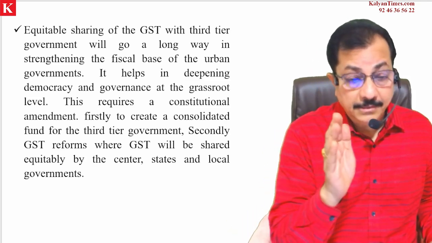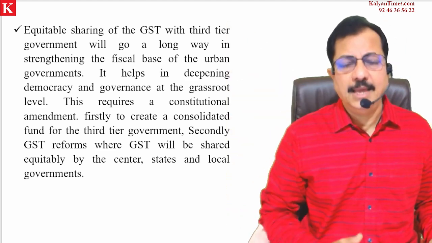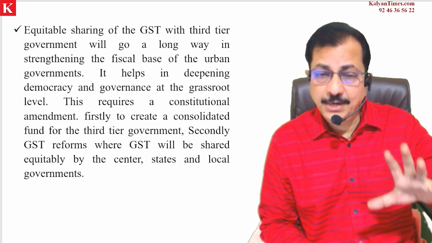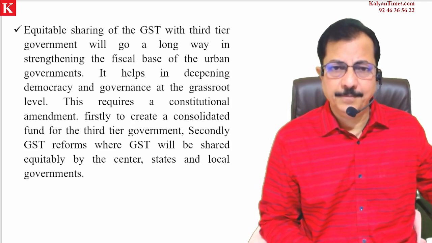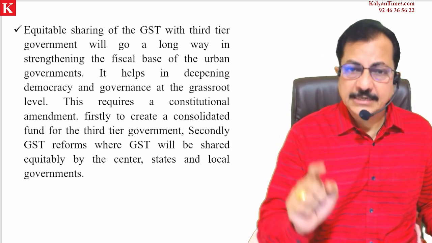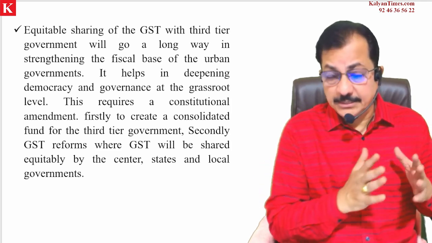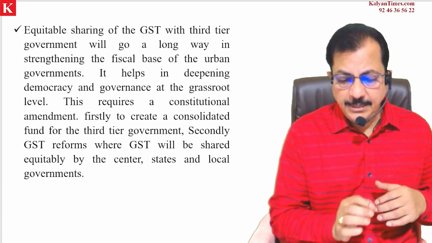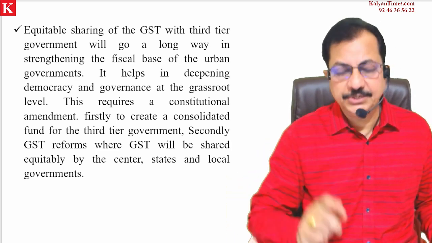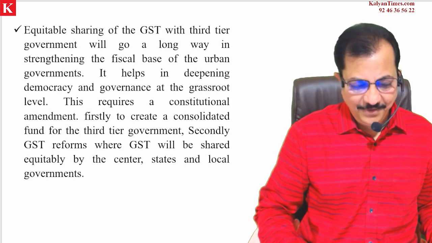That is the reason why this great personality has suggested an equitable share even to the third tier government. For this reason, he said that there is a necessity for creating a consolidated fund for the third tier government. Clear? Look at this. It helps in deepening democracy and governance at the grassroots level. Right? Once you have the money, you are strengthening the grassroots democracies. This requires a constitutional amendment. Firstly, to create a consolidated fund for the third tier government. Secondly, GST reforms where GST will be shared equitably by the center, state and the third tier governments. Clear? Very, very important one.